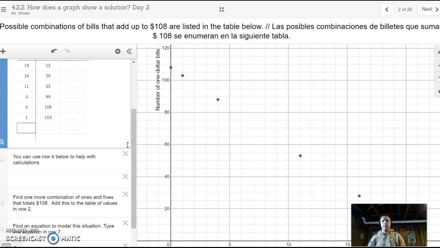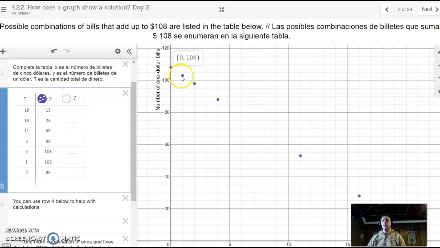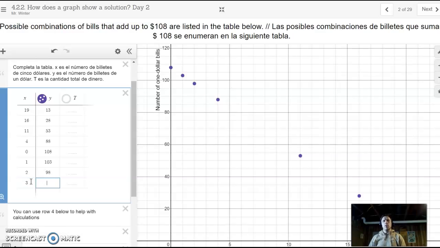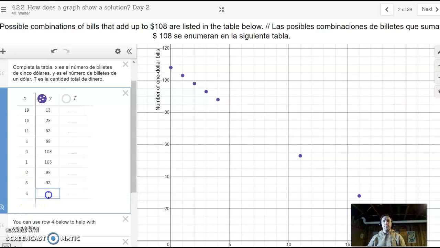to get to 108. If I go 2 $5 bills, now that's $10. I'm going to go down 5 more $1 bills. And we keep going, and you can see how my line's going from here to here to here, right? If I had 3 $5 bills, now I go down 5 more to 93. If I had 4 $5 bills, I go down 5 more to 88. And you can see we keep that pattern going.